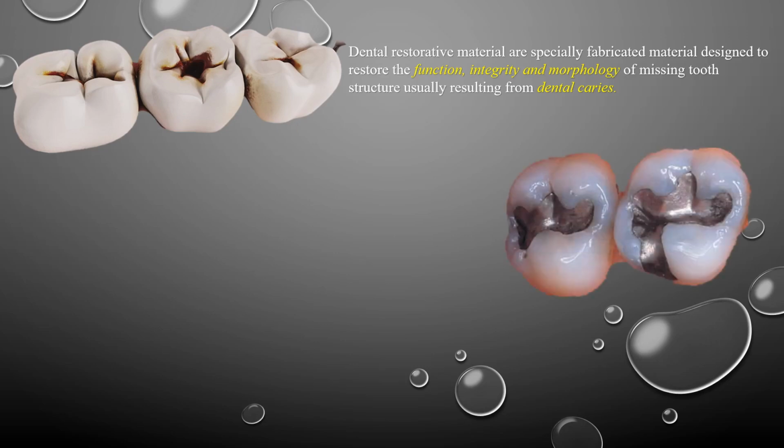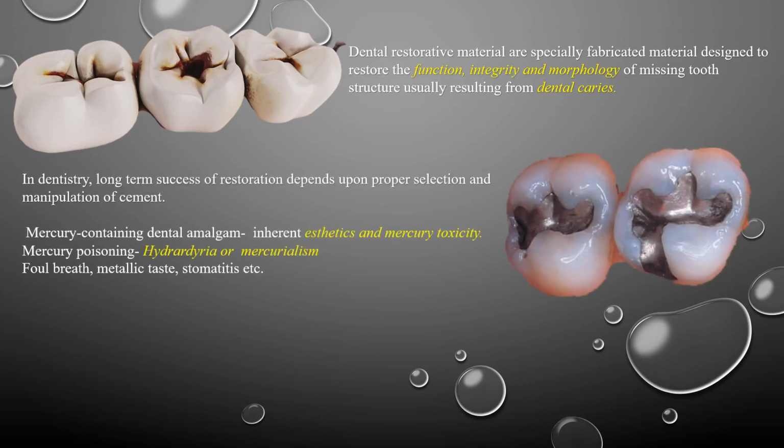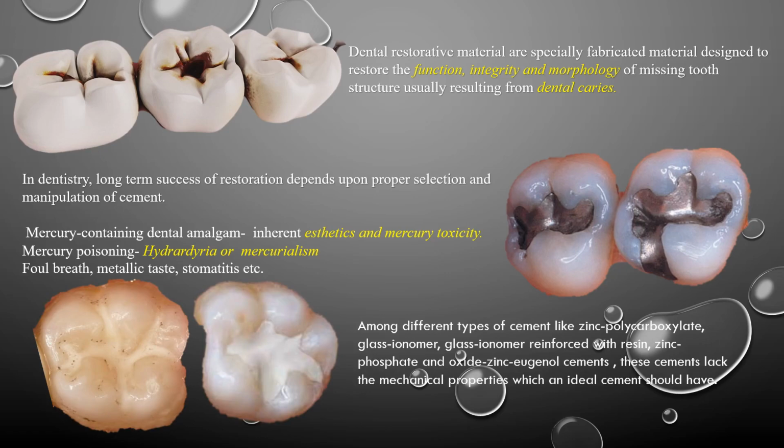And as we know, dental amalgam has been the material of choice in dentistry for a very long time, but because of its inherent lack of aesthetics and mercury toxicity, it has been discontinued. It also leads to foul breath, metallic taste and stomatitis. Apart from dental amalgam, we have a few cements like zinc polycarboxylate, glass ionomer, zinc phosphate and many more, but these cements lack the mechanical properties which an ideal material should have.